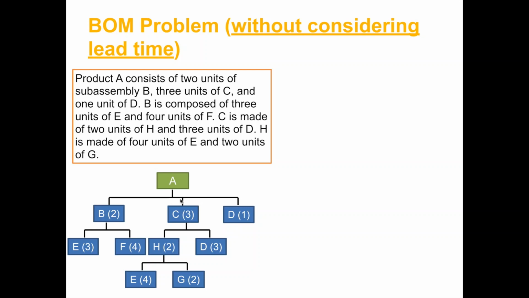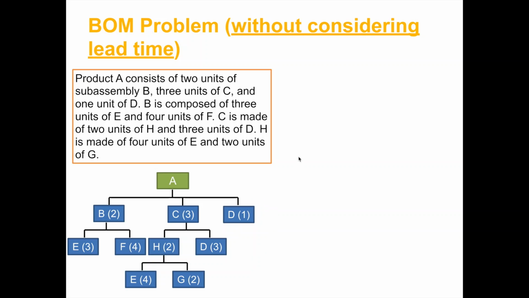Product A consists of 2 units of B, subassembly B, 3 units of C, and 1 unit of D. B is composed of 3 units of E and 4 units of F, and C is made of 2 units of H and 3 units of D. Component H is made of 4 units of E and 2 units of G. In this question, we also have 3 levels of product tree.